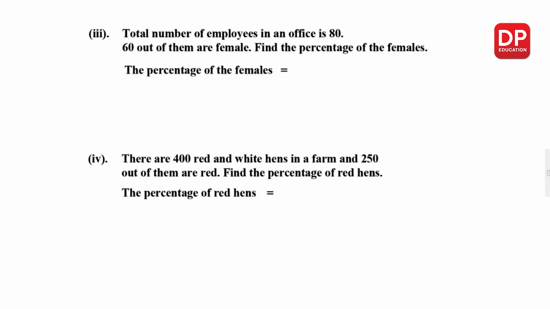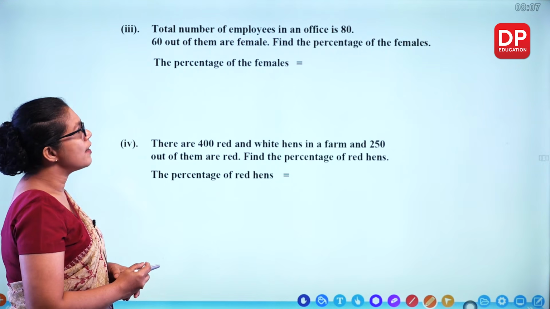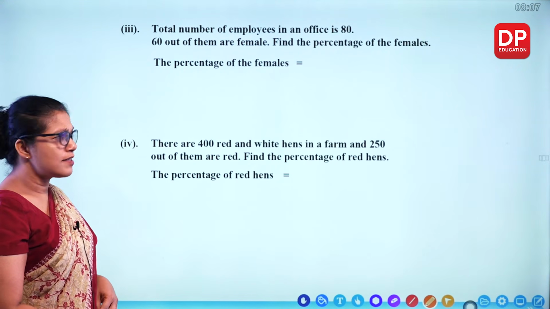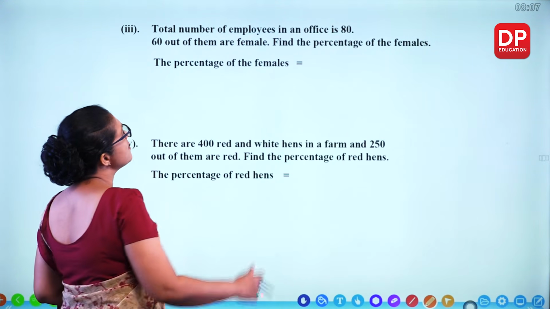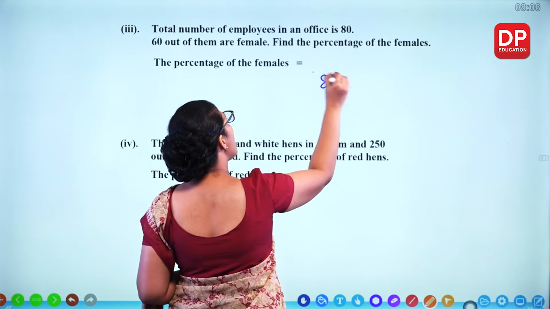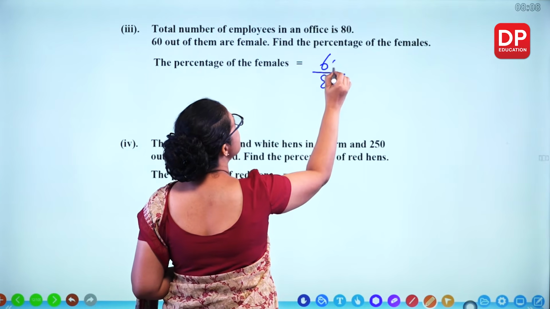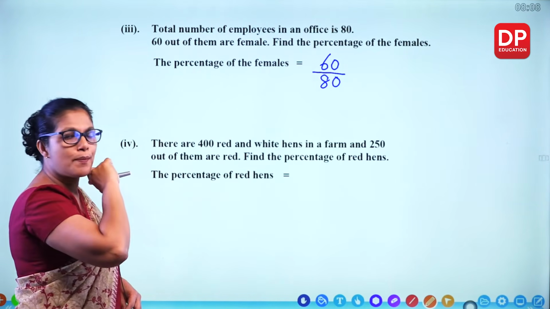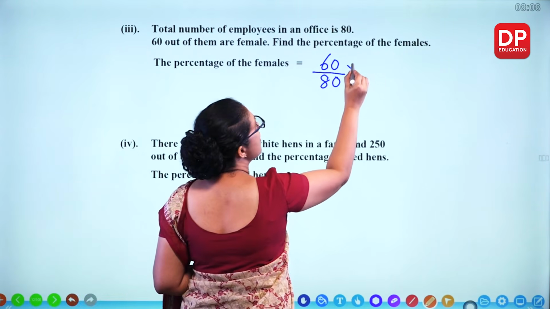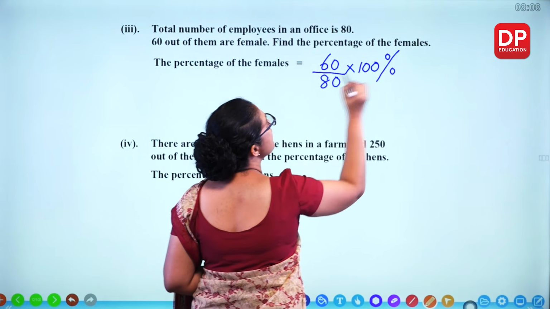Look at this one. Total number of employees in an office is 80. 60 out of them are female. Find the percentage of female. So similar to the previous questions, total is 80. Out of 80 people, 60 are females. So we can convert to a percentage by multiplying by 100 and divide by 100.